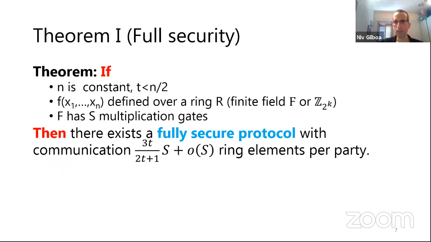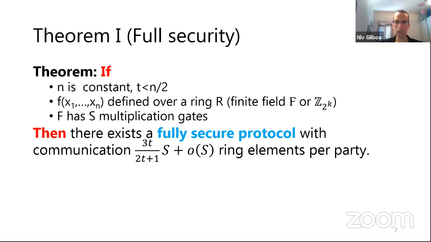Okay, so this is the main theorem we achieve. Here it goes. If n is constant and t is less than half of n, so in the honest majority setting, and if f is, as I said, defined over an appropriate ring, and f has S multiplication gates, then there exists a fully secure protocol in which the communication is less than 1.5 ring elements per party per gate. Okay, and as I'll show, that matches the best semi-honest protocol we know.